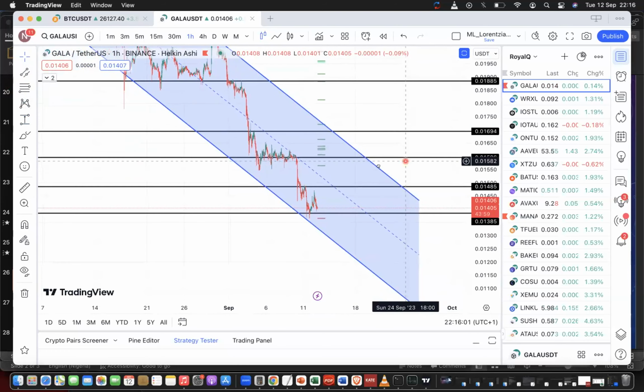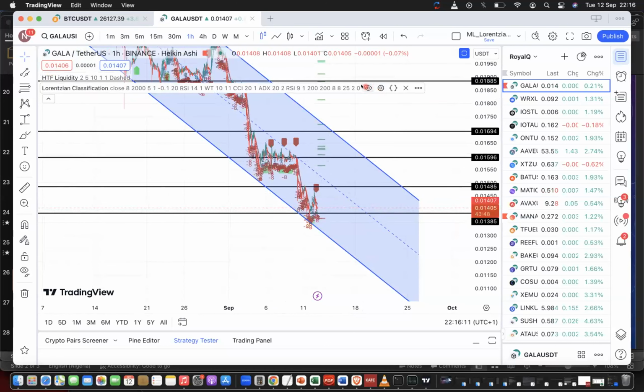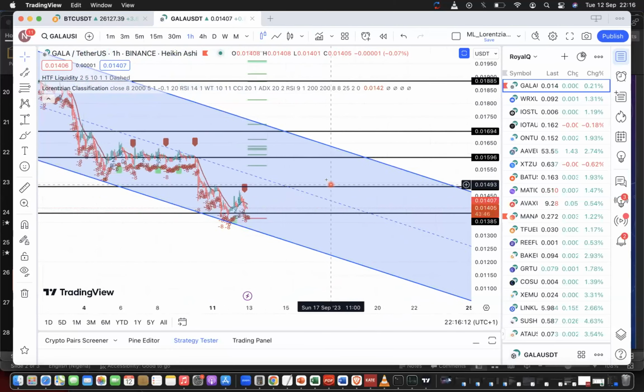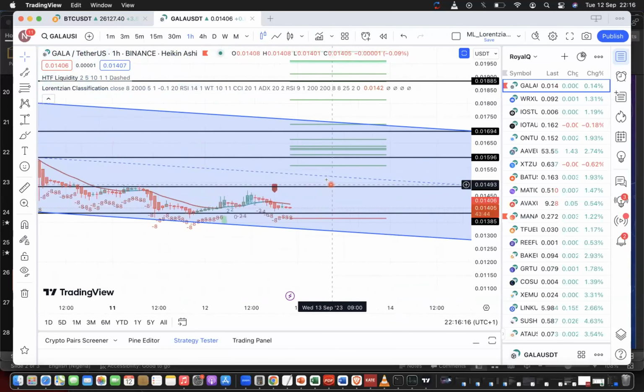Once it touched here, it went up. Once it touches here again, just forget it, it's going up again. All right, but let's add our Lorentzian classification, which could make things look a little noisy.